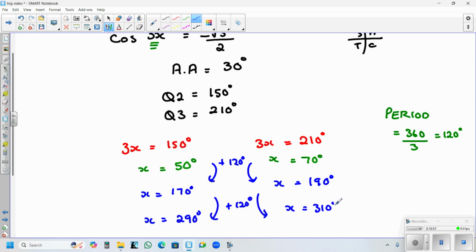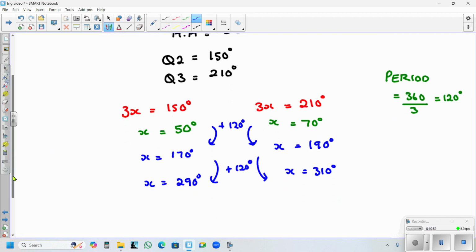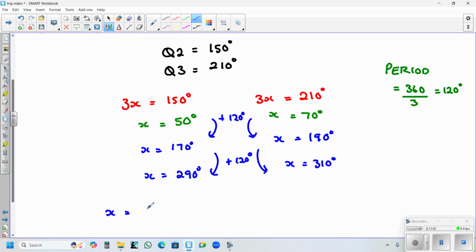So I've got 6 answers. I've got to write them all down. So x is equal to 50 degrees, put them in order, 70 degrees, next one is 170, next biggest one is 190, next biggest one is 290, and the last one is 310.